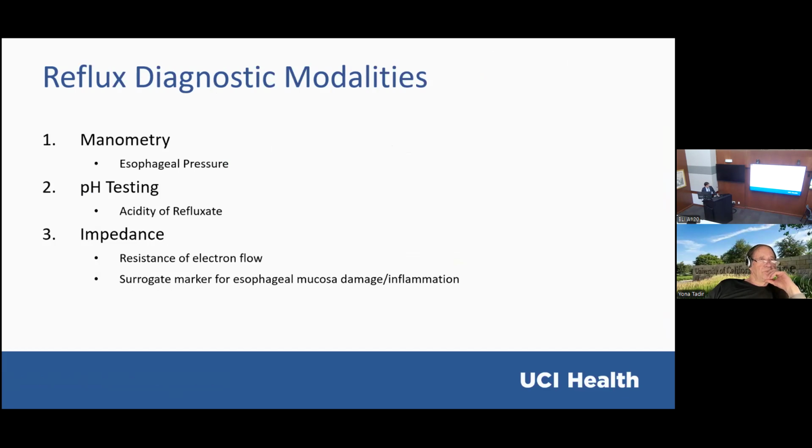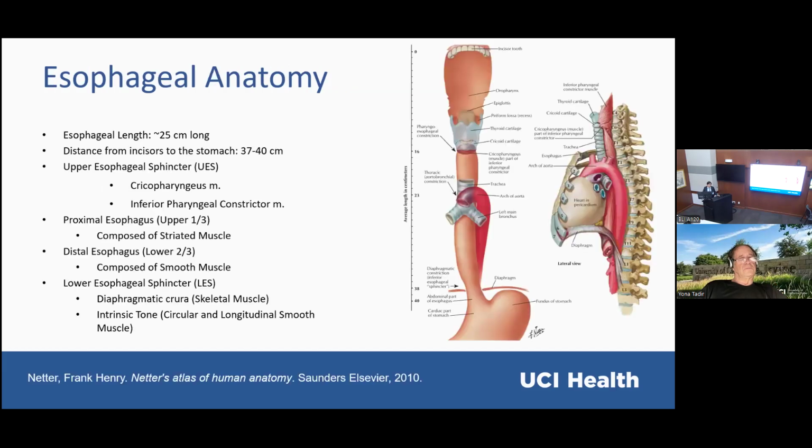In terms of our current diagnostic modalities to assess for reflux disease, we have 3 mainstays. Manometry, which assesses esophageal pressure, how well the esophagus squeezes. The pH reading, how acidic the reflux coming up to the esophagus is. And impedance, which is a measure of electron flow. We can measure how far a liquid bolus comes based on the impedance level detected on our sensor probe. As for the esophagus itself, it's a tube 25 centimeters long.